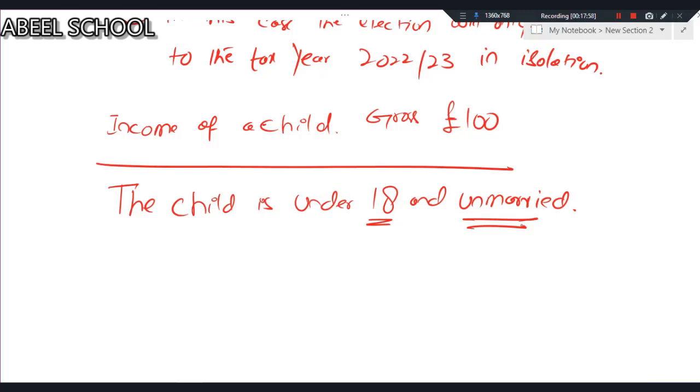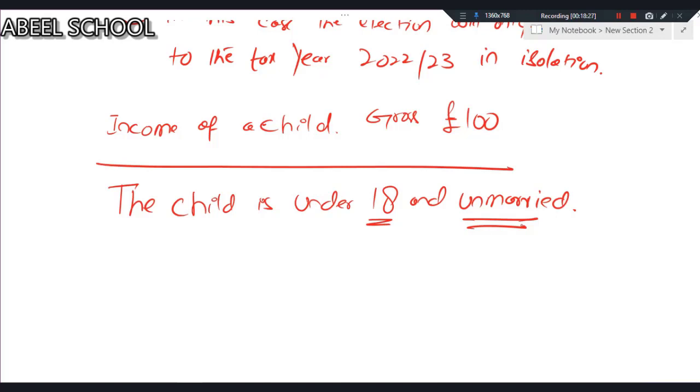Assuming a parent has given a gift to a child who is under 18 and unmarried, and that gift is generating income which is more than 100 pounds. If that gift is generating an income more than 100 pounds, then the entire income belongs to the parent who has given the gift to the child. Not only the excess amount, the entire income amount belongs to the parent.